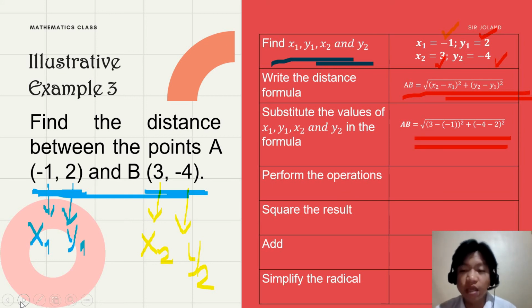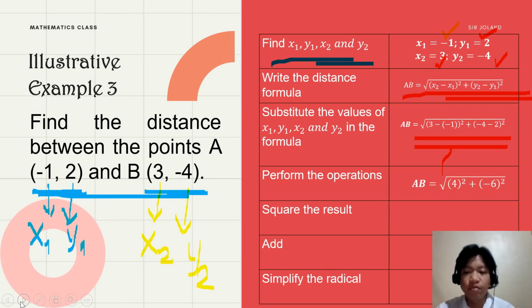So tingnan natin kung tama muna. X sub 2 natin is 3, correct? Minus our x sub 1 is negative 1, correct? Quantity squared plus ang ating y sub 2 is negative 4, correct? Minus our y sub 1 which is 2, quantity squared. Okay, so bago po proceed sa next step, make sure na tama yung mga sinubstitute nating values.